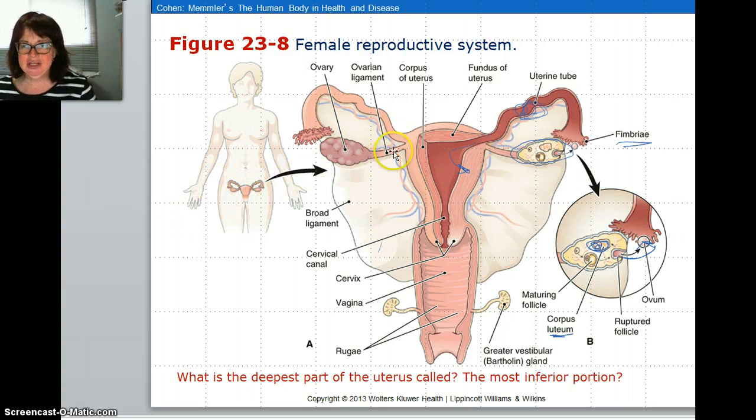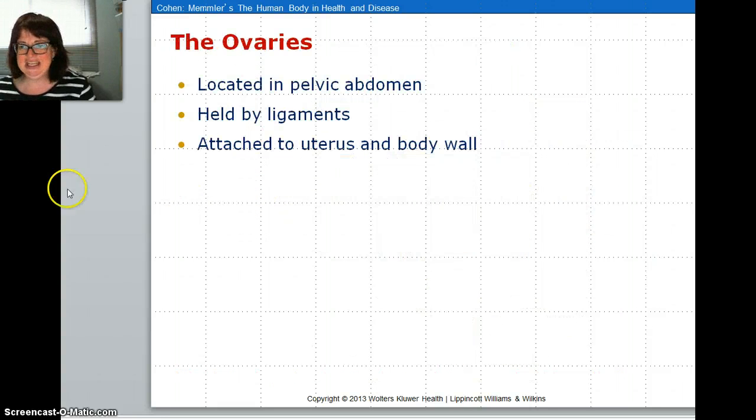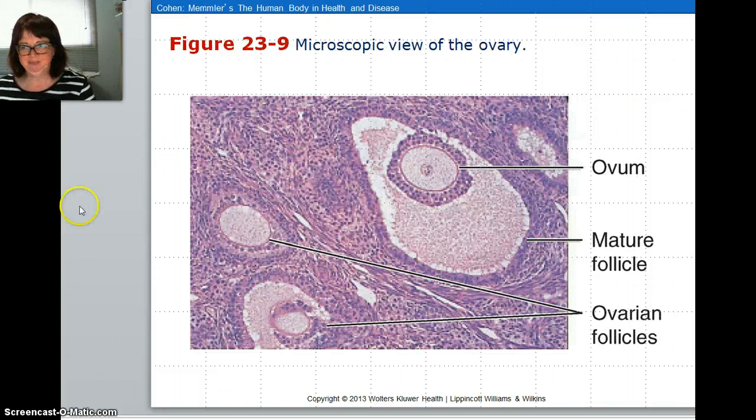location of it. Notice it seems like it's huge, but when you look at it, it's really quite a small area, and it is held together by ligaments, and it's attached to the body wall in the uterus. So as the egg develops, you will have a follicle, and there will be a space created inside the follicle, and the ovum is inside the follicle.